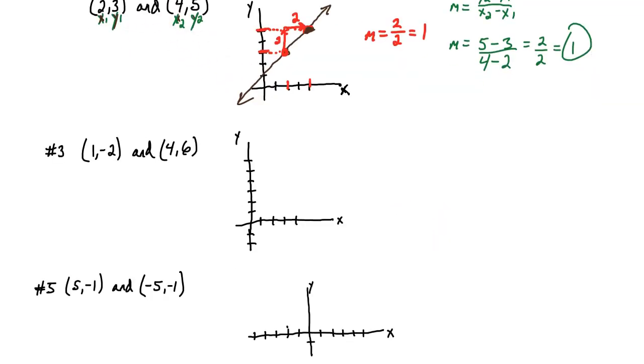Next, number 3. Let's plot the points and draw a line through them. First we have 1, negative 2. That's right to the 1 on the x-axis and then down to negative 2 on the y-axis. The other dot is at 4, 6. That's right to 4 on the x-axis and then straight upwards to a height of 6 on the y-axis. And draw a line through those dots.